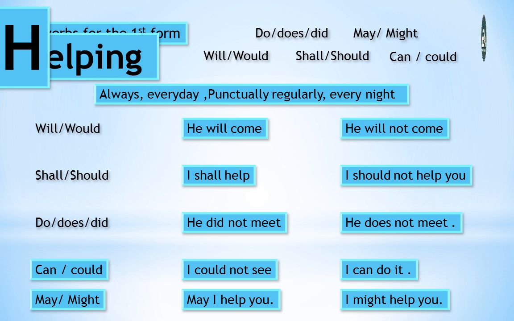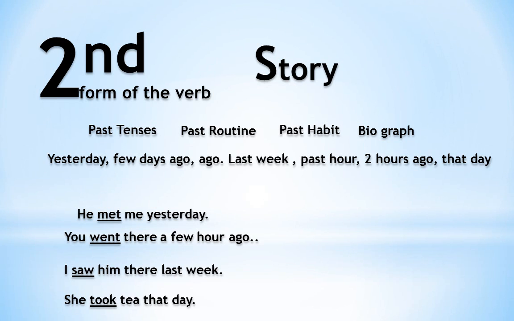So we are going to prove that the first form only happens when we have helping verbs like do, does, did, may, might, will, would, shall, should, can, could. And also the objects like always, every day, punctually, regularly, every night. That's known as using the first form by using their objects and helping verbs.